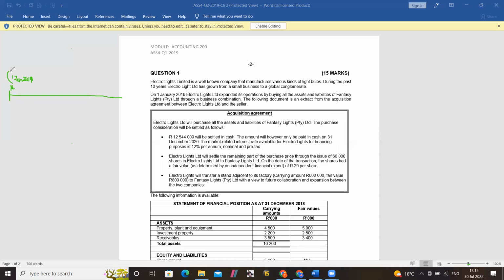And we know that most probably it's going to be in the separate financial statements. So most probably in the separate financial statements, we are going to record the goodwill, right? That's most probably what's going to happen. And then they said, okay, Electrolyte will purchase all the assets and liabilities of Fantasy Lights. The purchase consideration will be settled as follows, right? They said 12,544,000 will be settled in cash, right? The amount will, however, be paid in cash on 1 December 2020, right?